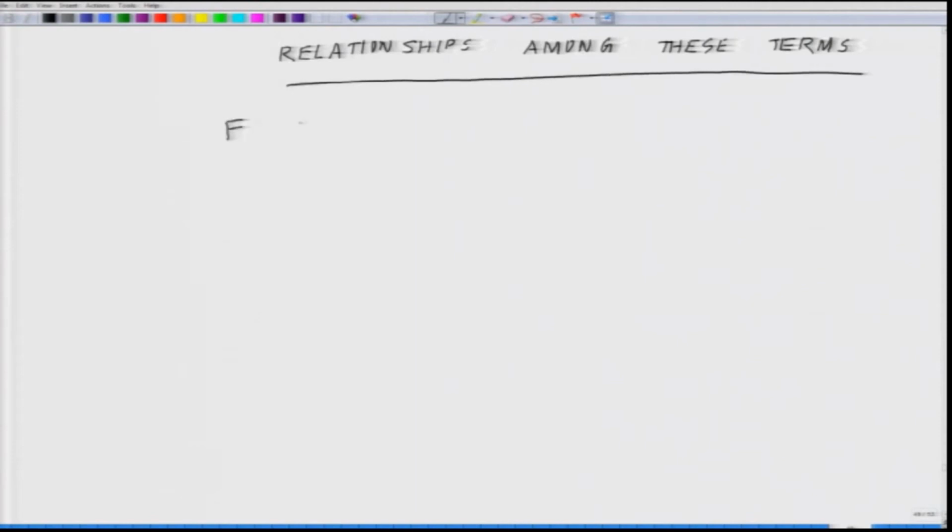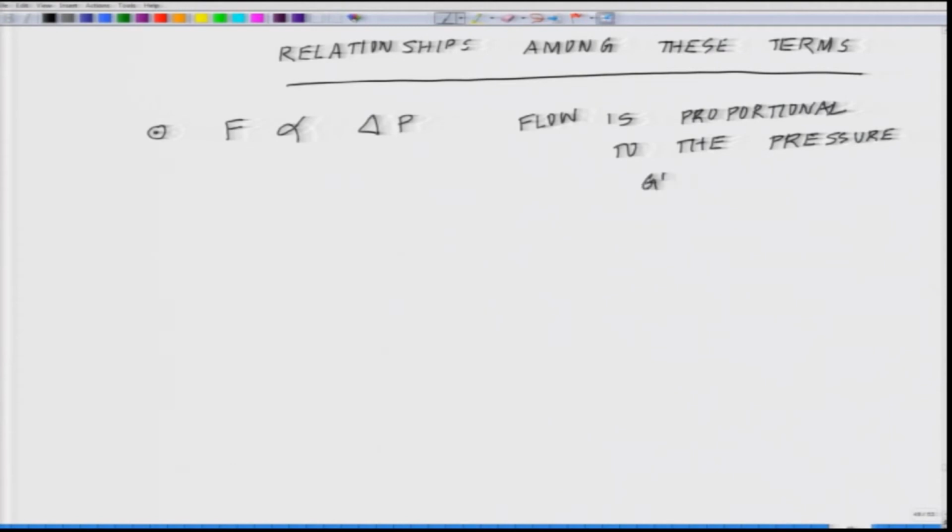So, the force is directly proportional to the pressure difference, that we know. Fluid will move from higher to lower pressure, so automatically at a higher pressure, the force will be more. Relation 1: basically your flow in this case is proportional to the pressure gradient, from higher to lower pressure.